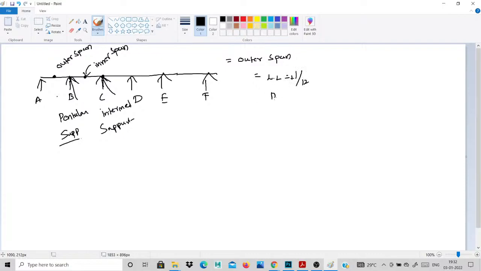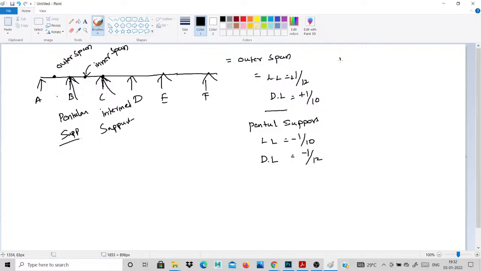Then for dead load, my dead load bending moment formula is plus 1 by 10. The next one is the penultimate support. This is the B support. How to calculate the B support bending moment? For the B support, the live load formula is minus 1 by 10, and the dead load formula is minus 1 by 12.